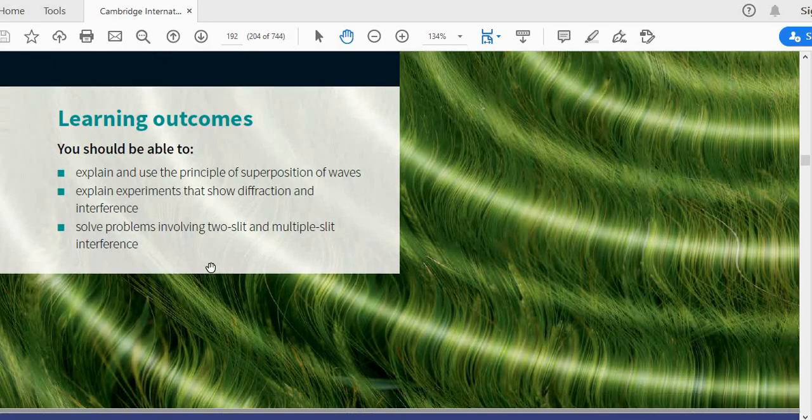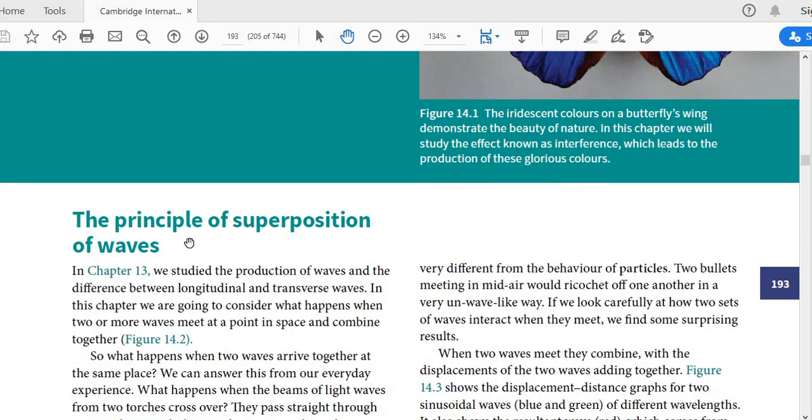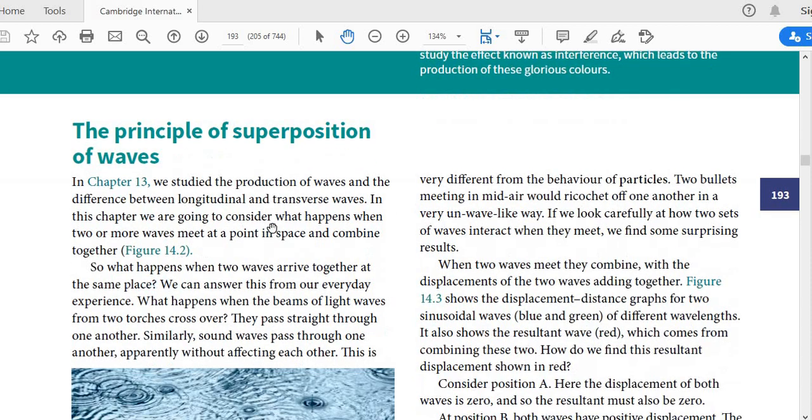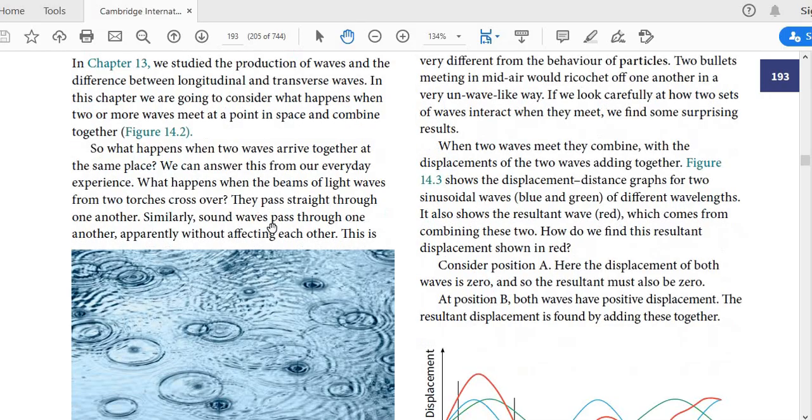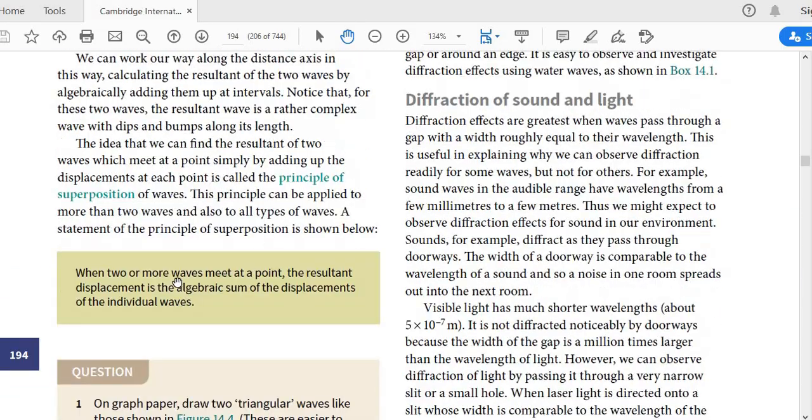Okay, so let's first have a look at the whole chapter so that you can have an idea. You have to memorize the principle of superposition with understanding, because in the exam papers, especially in paper 2, they can ask you what is the principle of superposition. Okay, so here it's given: when two or more waves meet at a point, the resultant displacement is the algebraic sum of the displacements of the individual waves. So this is the principle of superposition.